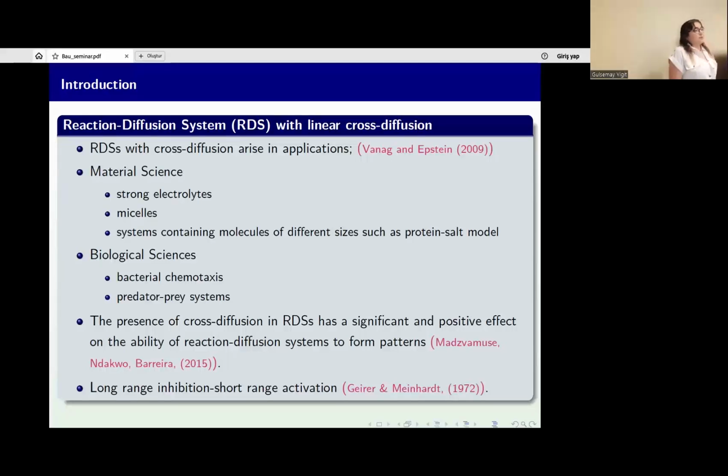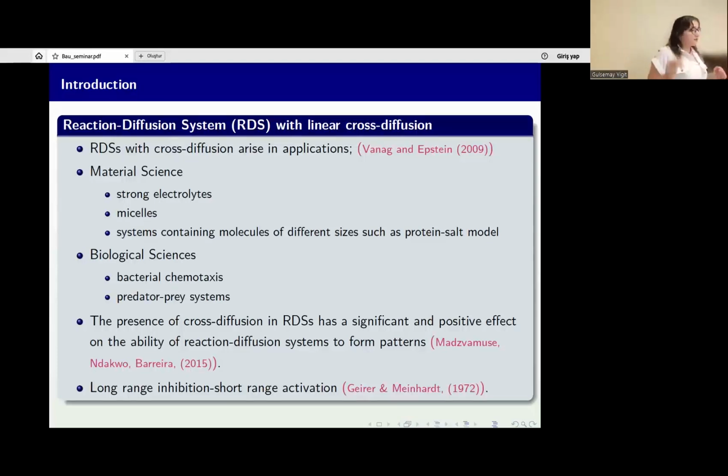Okay, one more observation I want to make about Turing systems is long-range inhibition and short-range activation. Suppose that you have two components, the activator and the inhibitor. According to Turing's theory, it has been proved both experimentally and mathematically that the diffusion rate of the inhibitor must be a lot larger than the diffusion rate of the activator. Therefore, we can have the patterns in nature as they are. So it tells us that they cannot have equal diffusion rates. The inhibitor must diffuse much faster than the activator. That's what Turing theory suggests for reaction-diffusion systems without cross-diffusion.